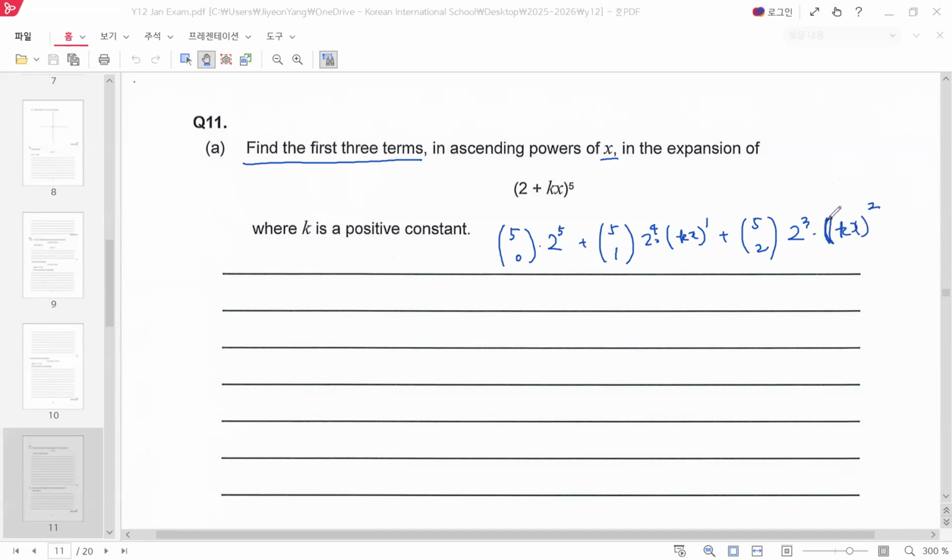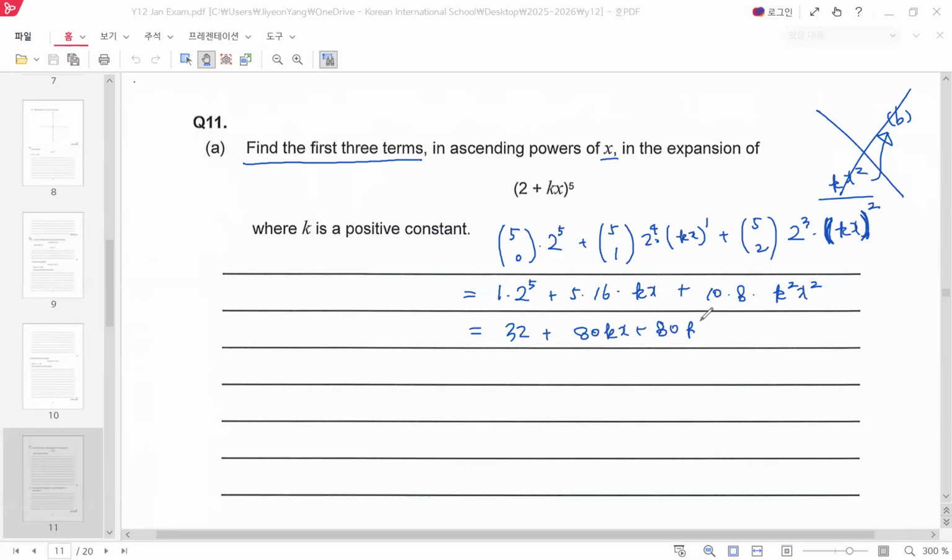Please don't forget the bracket. So many of you forgot the bracket, just wrote down kx squared, and then you couldn't solve question B. Okay, square it. Then by using your calculator, you can find the value. This one, 1, 2, 5, 5, 16, kx, 10, 8, k square x square. Therefore, 32 plus 80kx plus 80k square x square is the answer of this question.